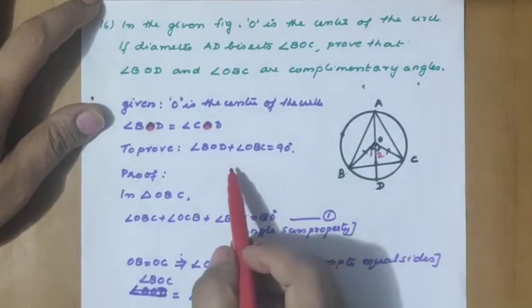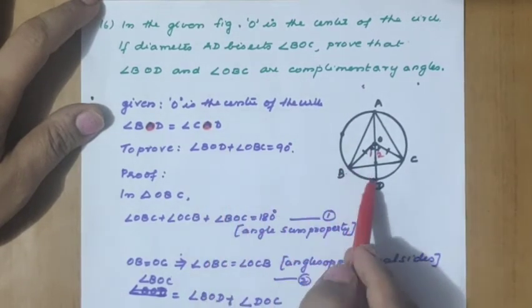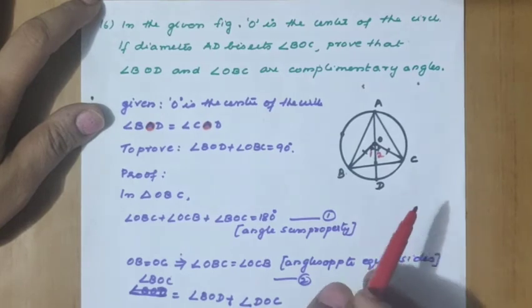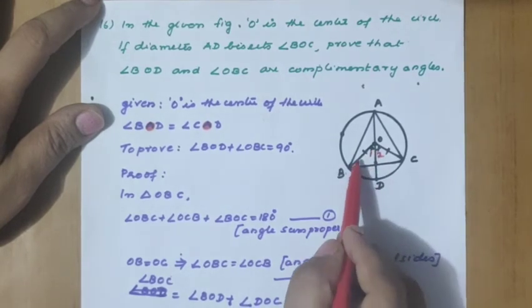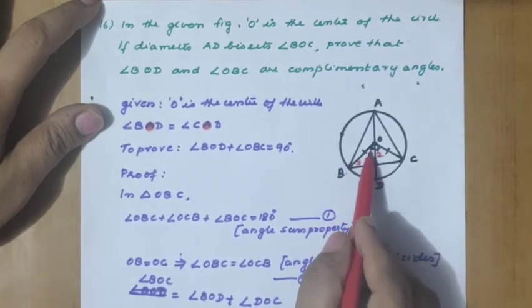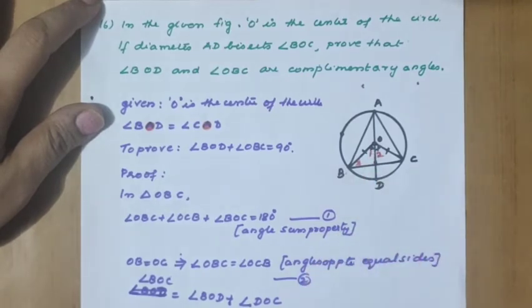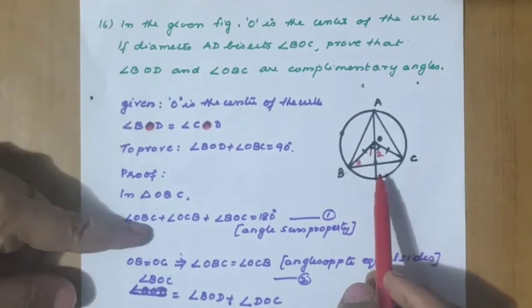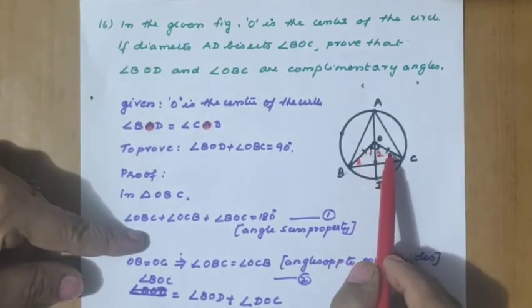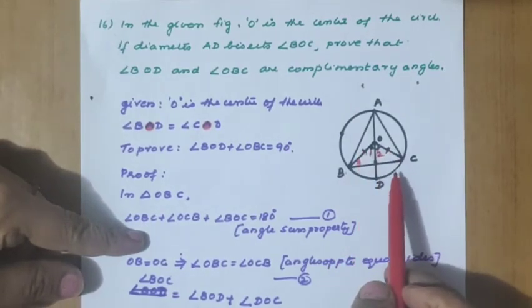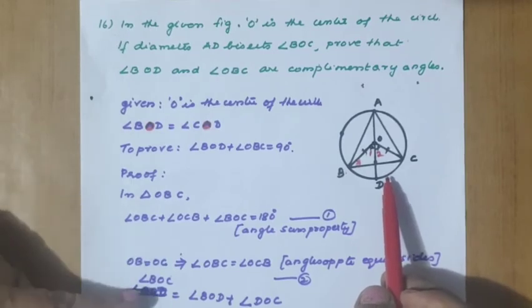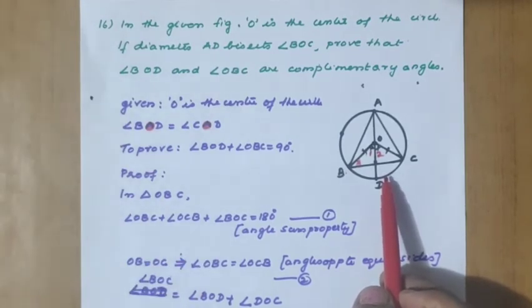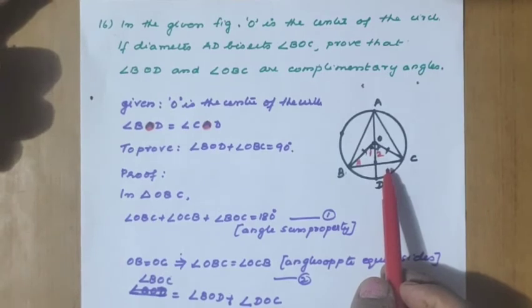So now we have to prove that angle BOD and OBC are complementary because their sum is equal to, let me mark here 3 only. So 1 plus 3 equal to 90 degrees, we have to prove. So in triangle OBC, what can we write in the proof? OB equal to OC is also there, and we are using OB equal to OC. I have written here OB equal to OC.